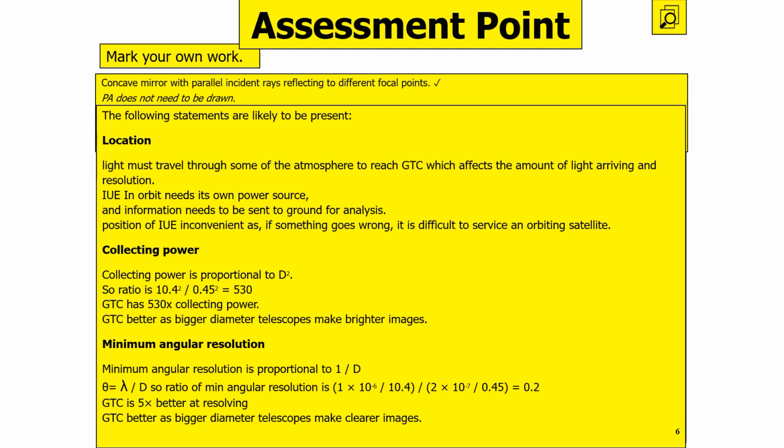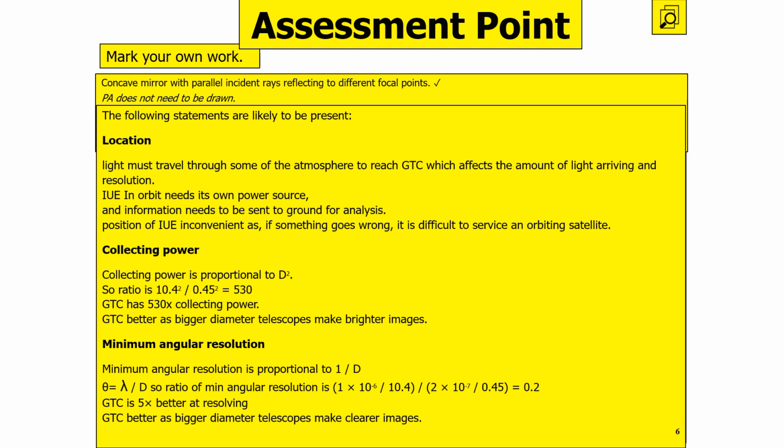Now in terms of collecting power, remember that collecting power is proportional to d squared, so we can say that the ratio is 10.4 squared over 0.54 squared, so it's 530. So then we'll say the GTC has 530 times the collecting power, so it's going to be better because it'll give you a brighter image.